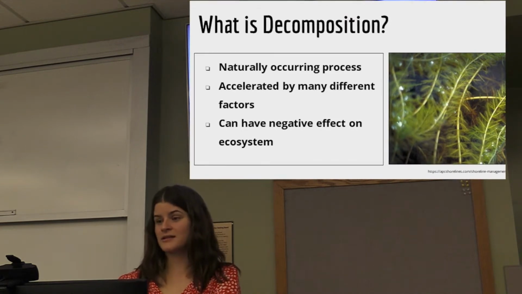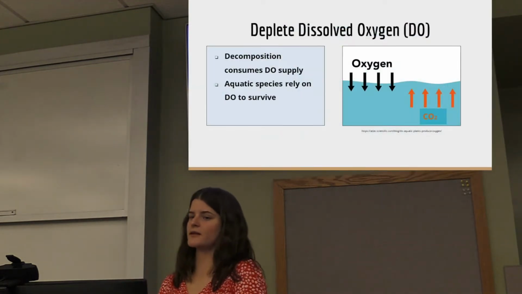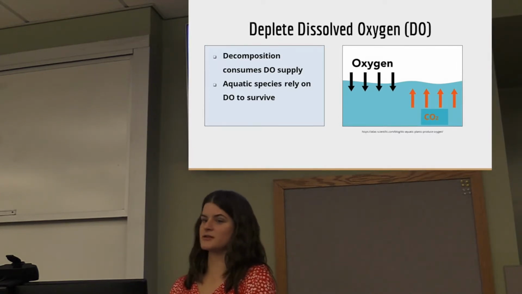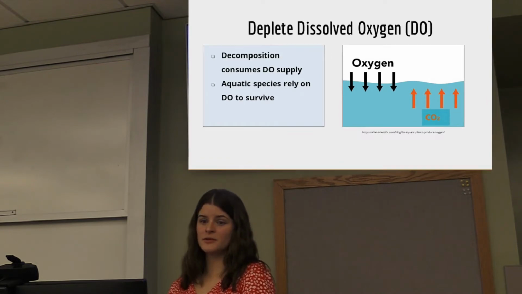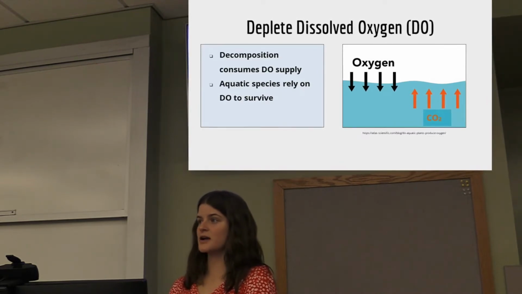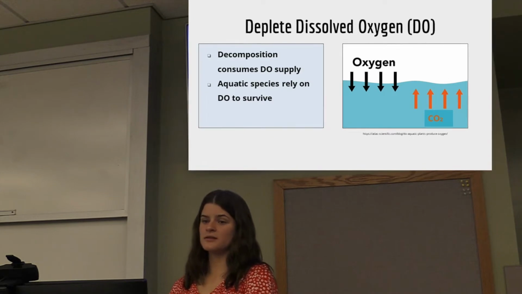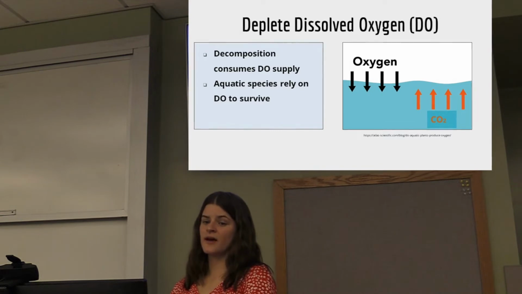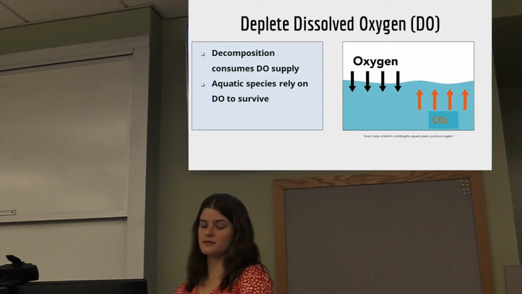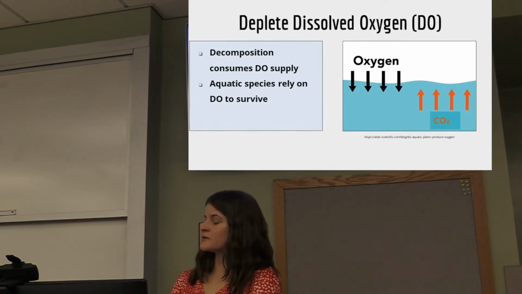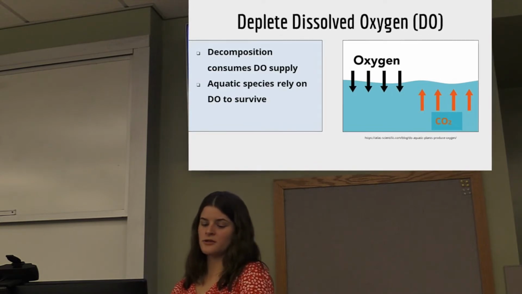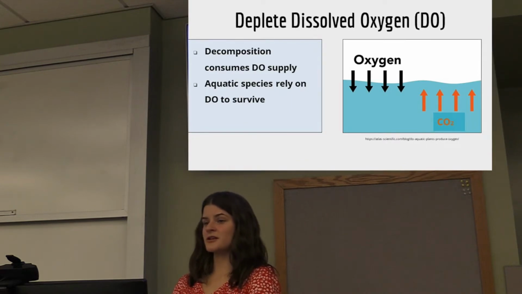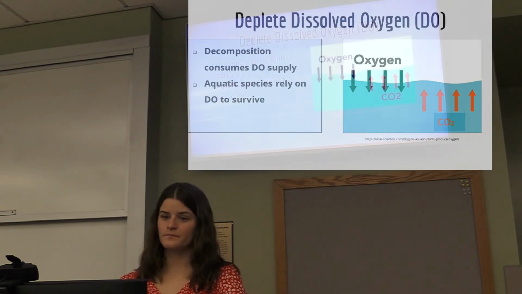And one of these negative effects is that it can deplete dissolved oxygen, which is better known as DO, which I will be saying a lot throughout this presentation. And when decomposition occurs, it consumes the dissolved oxygen supply in the water, and this is done by the bacteria that perform the decomposition. And this can have a negative effect because many aquatic species rely on dissolved oxygen to survive. And one of the most common species that do this is trout, which are very oxygen dependent, so if they do not have enough dissolved oxygen, they cannot thrive in the ecosystem.